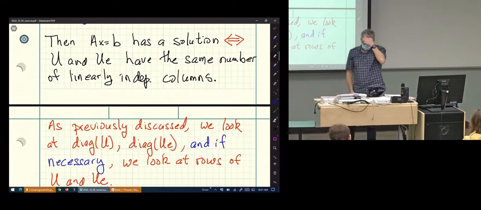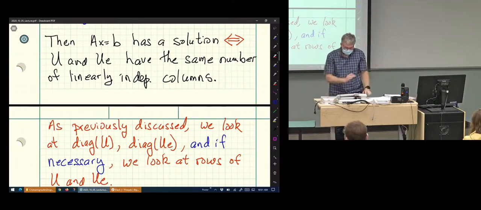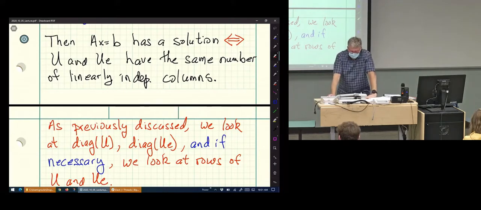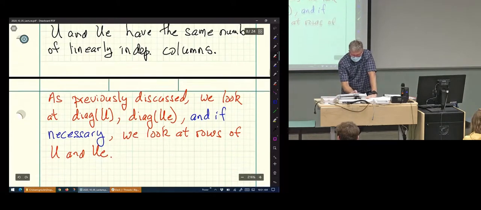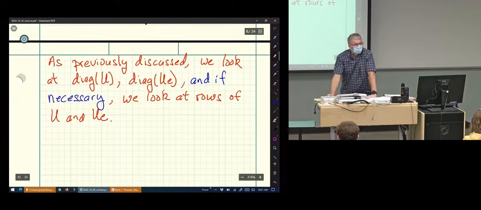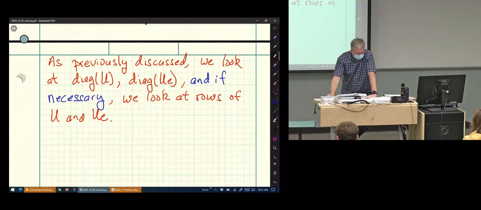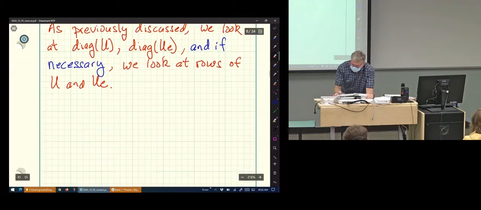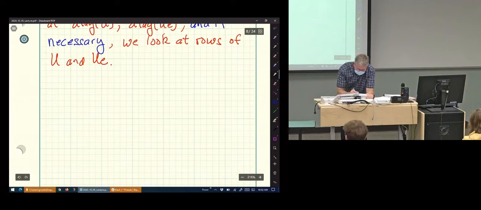So we want the matrix A and the matrix A with B added as an extra column to have the same number of linearly independent columns, and we do that with LU factorization of A and AE, where AE is A space B. Okay, so we'll do a big example.